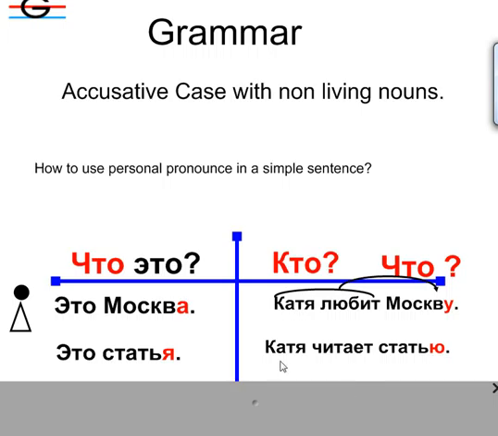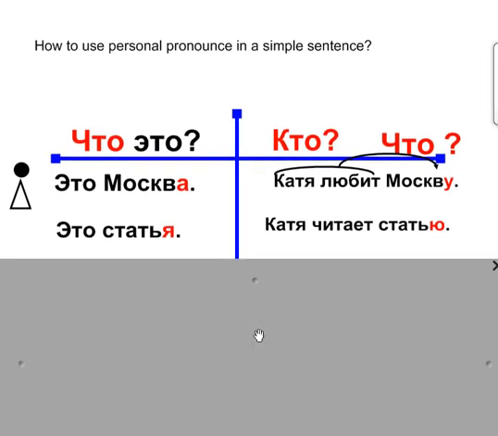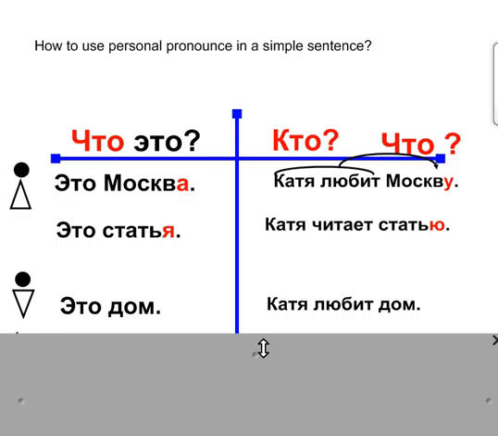Let's look at more examples with masculine and neuter and see if their endings are changing. With feminine, you have to remember that а changes to у, я changes to ю. Let's look at the masculine. Это дом. Катя любит дом. So what kind of conclusion can we make here? Think about it.